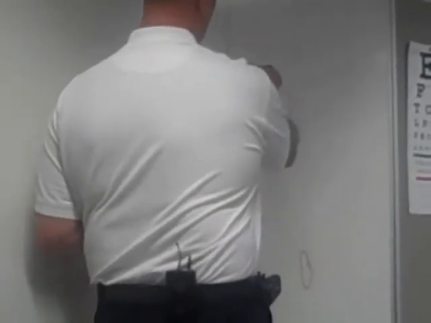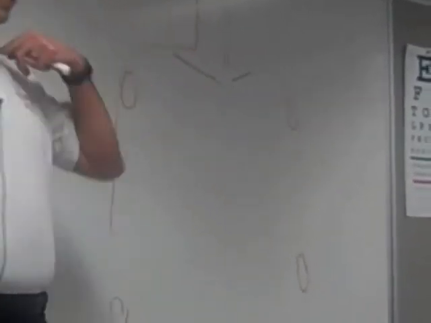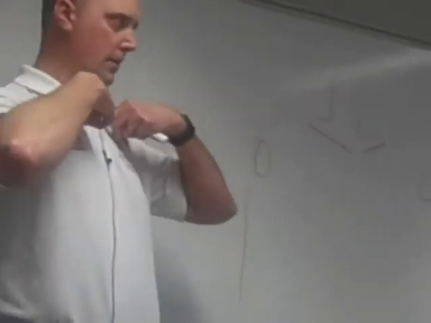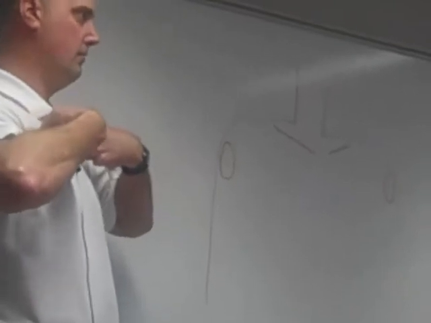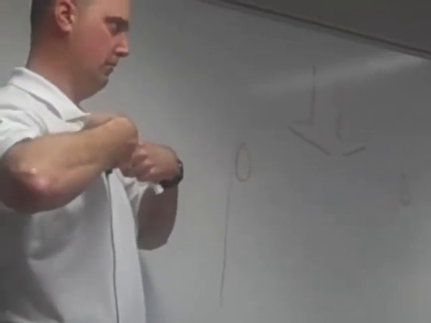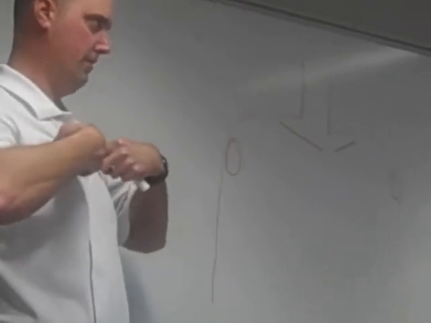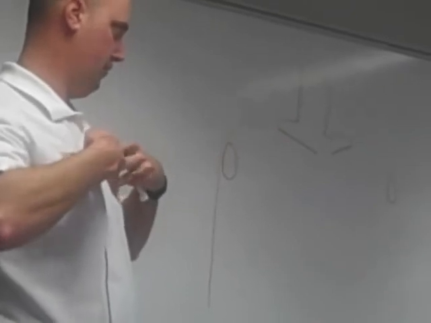Y'all know where your clavicles come in? It's called your angle of Louis. You with me? Clavicles. You'll come immediately under your clavicles. That's your first intercostal space. Skip a rib, second intercostal space. Third, fourth.